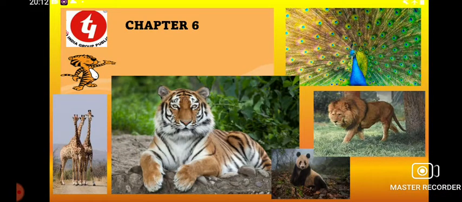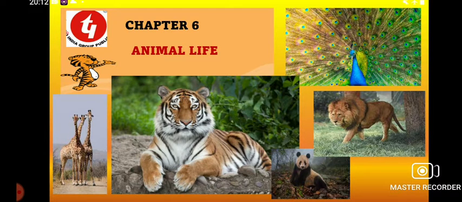By seeing these pictures, can you say what is the topic of our discussion today? Yes, by seeing this picture, we can at least assume that we are going to discuss animal life. So this chapter in the book, chapter number 6 of your science book, is the chapter where we will learn something about animal life.